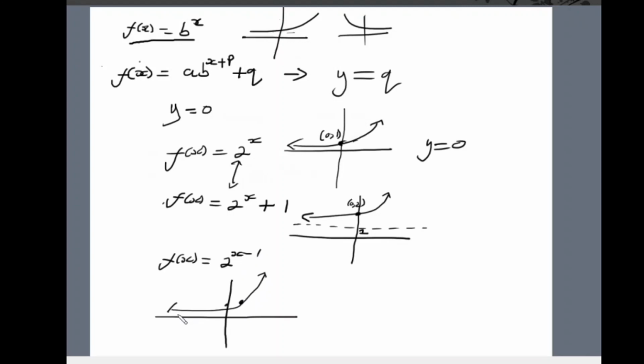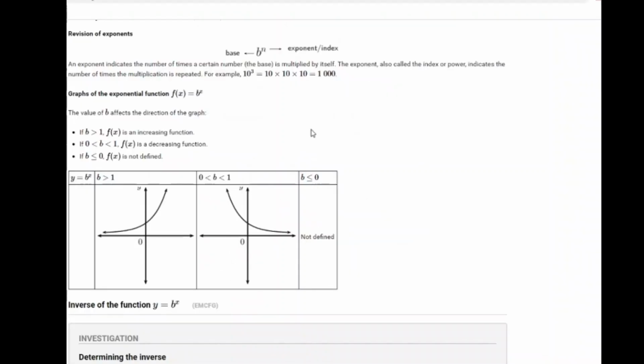And then you can calculate the y-intercept by letting x be 0. You'll see that if you let x be 0, your y-intercept will be 1 over 2, right? So this point is (1, 1). This point is (0, 1/2), right? So if you know the standard function, it will be easy to work with the other ones, right? So yeah, that is the exponential function.